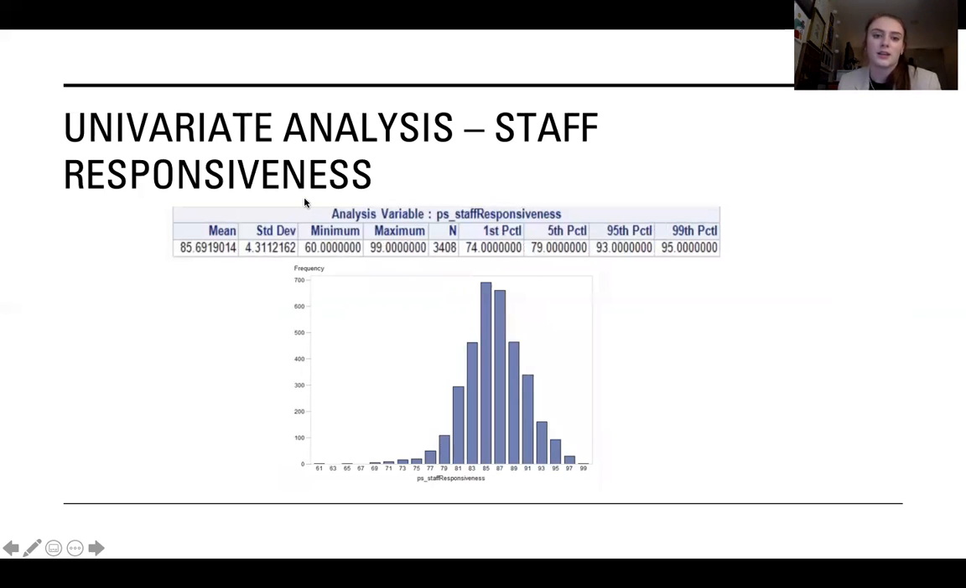The next univariate analysis I'm going to be discussing is staff responsiveness. So these ratings are based off of 0 to 100. And this graph, I didn't have to cut out any outliers. There is an obvious cluster around the middle here, about from 75 to 97. The average for this variable is 85.